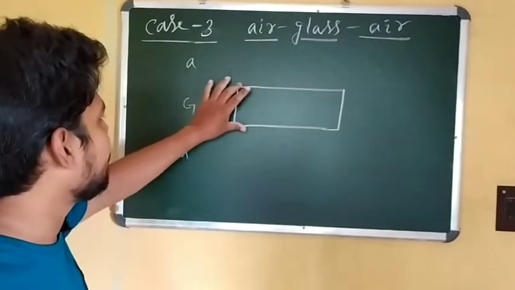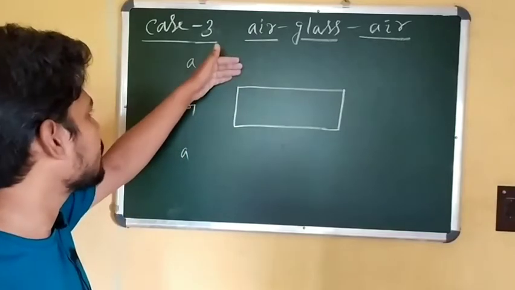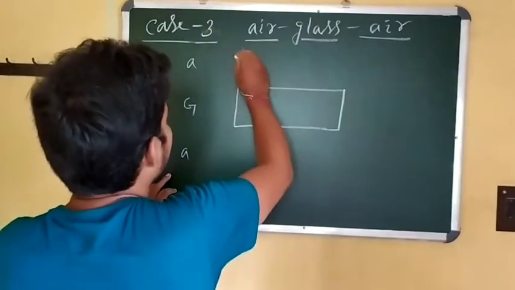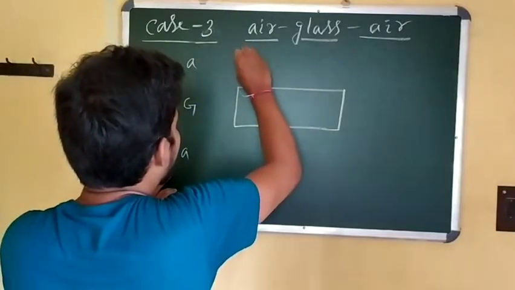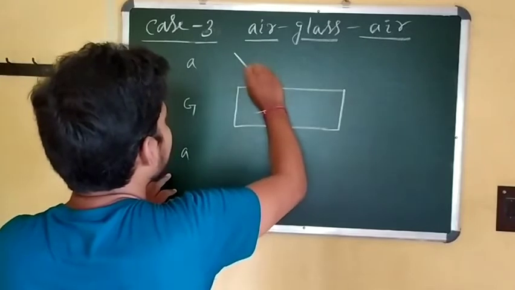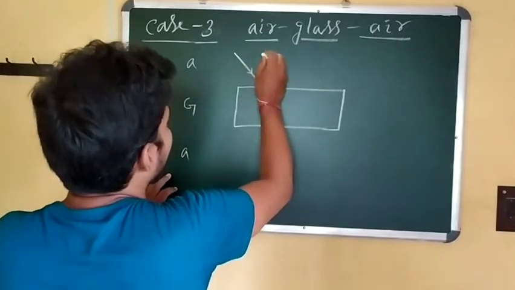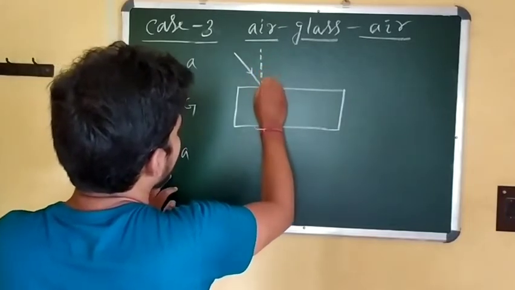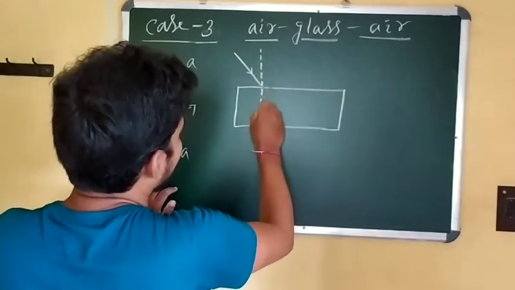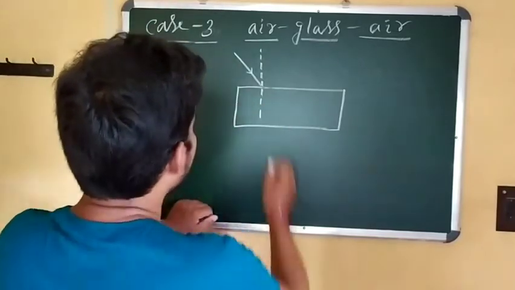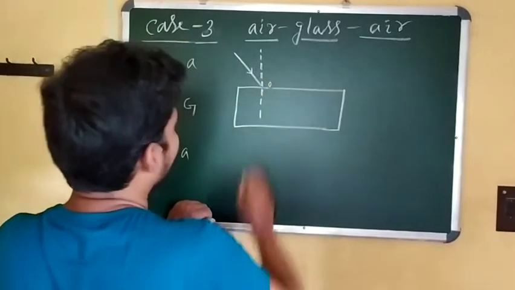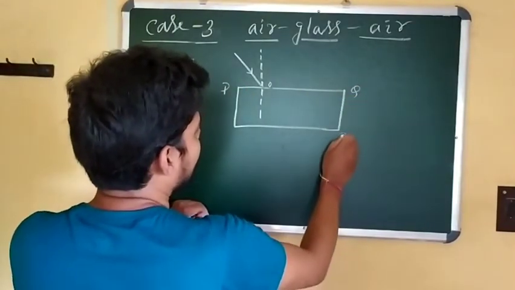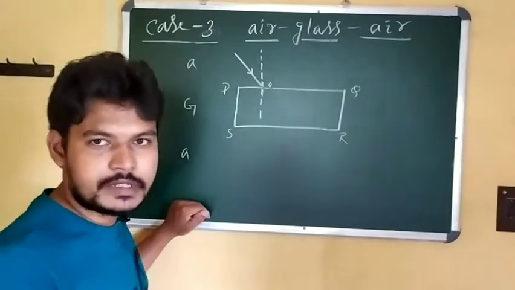That is the glass slab. I have taken one glass slab here, and the upper portion is air and the lower portion is also air. Now what happened? If I fall one ray on this glass slab, that is the incident ray. Just drawing the normal at the point of incidence, that is the normal. So in that case you take point O. At first you give the name of this glass slab PQRS. O is the point of incidence.